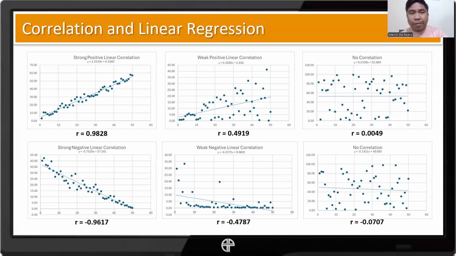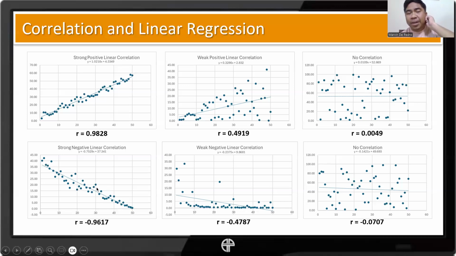While on the other hand, if you have a negative correlation, the higher the independent variable, the lower our dependent variable is. So the higher, the lower. So it's inverse. There is an inverse relationship. Unlike in this one, the relationship is direct or positive.